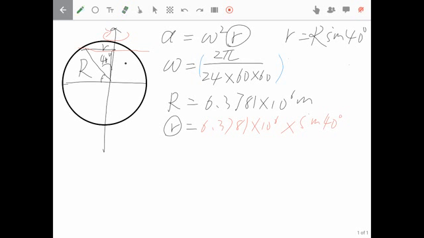Okay, and then times by 6.63781 times 10 to the 6. So I got a really low number this time. Yeah, it should be a really low number: 0.351 meters per second squared. If it's a very huge number, you should have the feeling. But now you don't have any feeling in that.